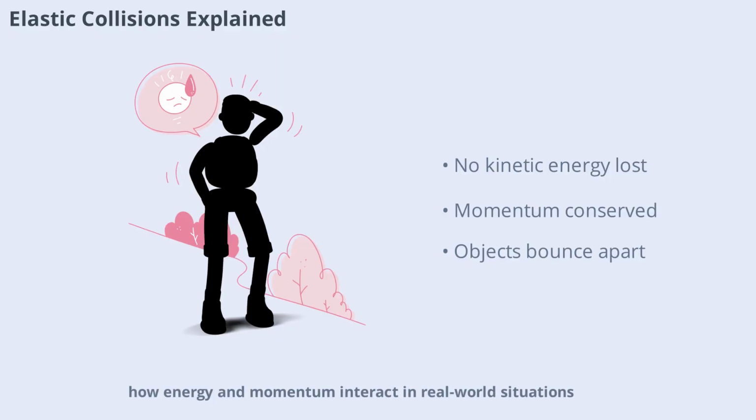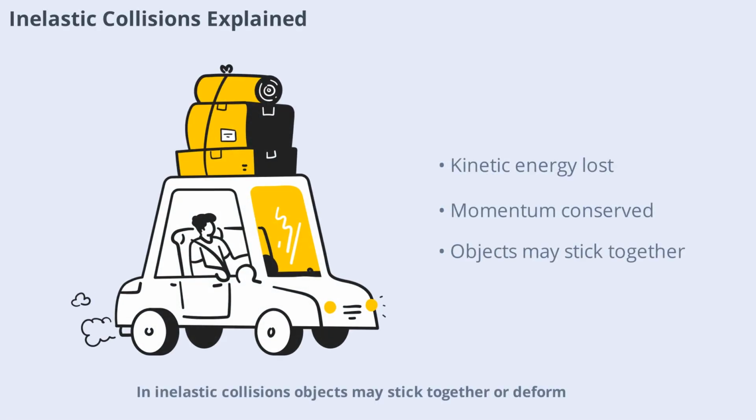In inelastic collisions, objects may stick together or deform, and some kinetic energy is lost to other forms like heat or sound. A classic example is a car crash where the vehicles crumple and may even move as one mass after impact. While momentum is still conserved, kinetic energy is not. Understanding inelastic collisions helps us analyze real-life accidents and design safer vehicles.